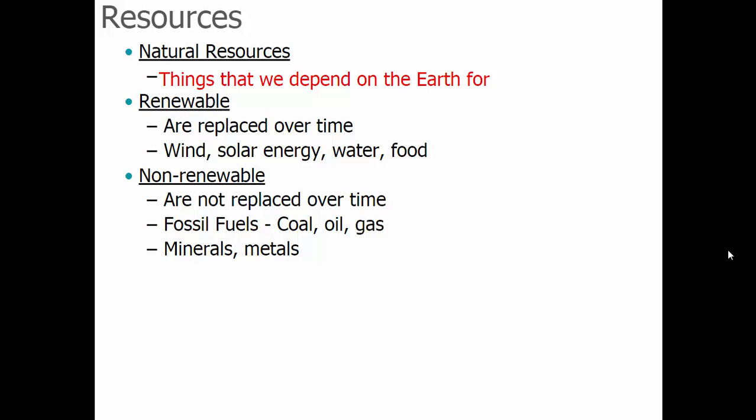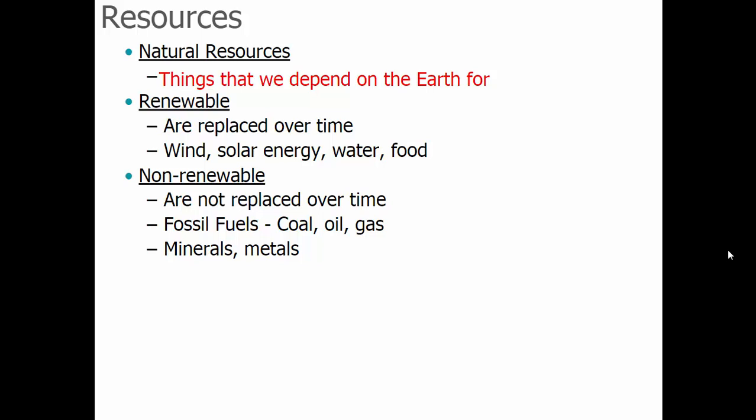We talked about the water cycle in our last section. Okay? Water is renewable. Water doesn't get used up. It cycles through various organisms, various sources. Wind, the sun, these are renewable resources. They don't get used up.